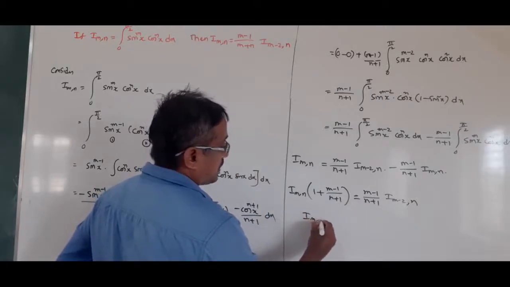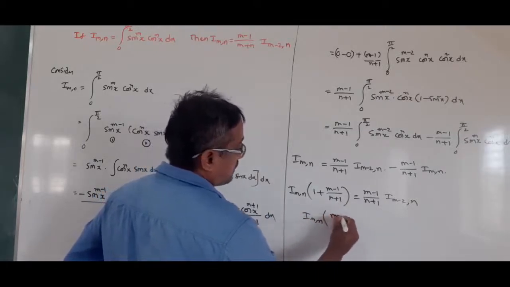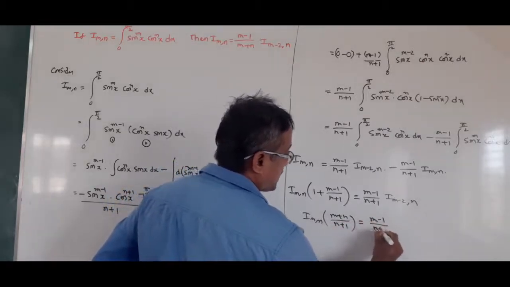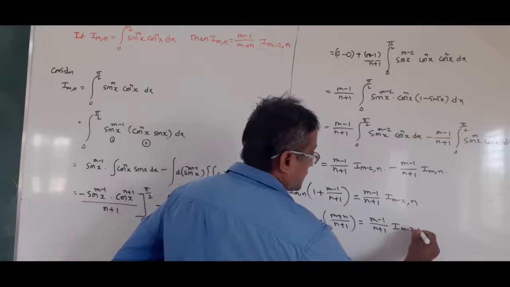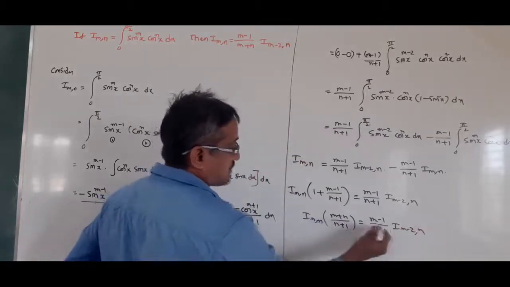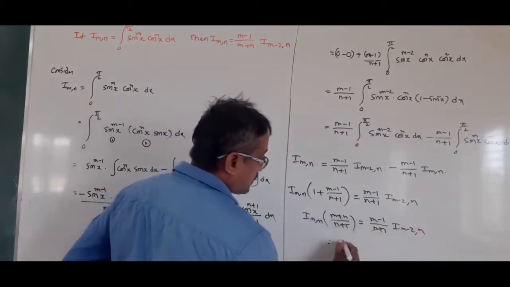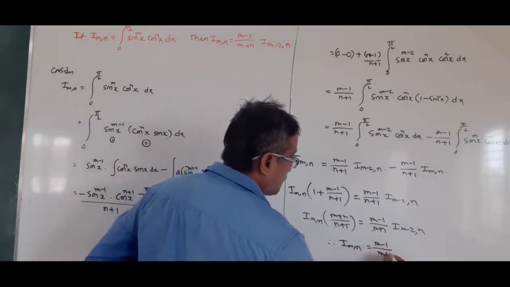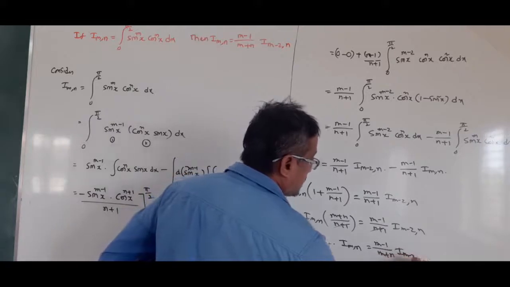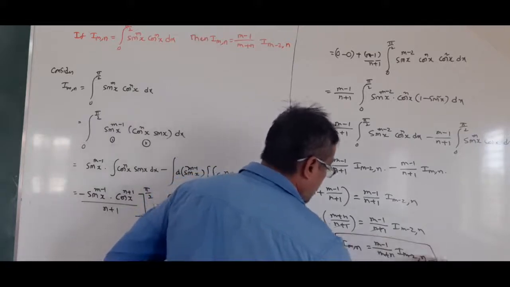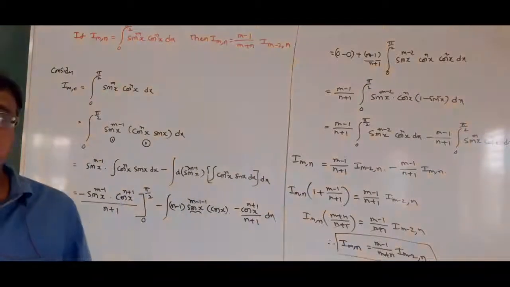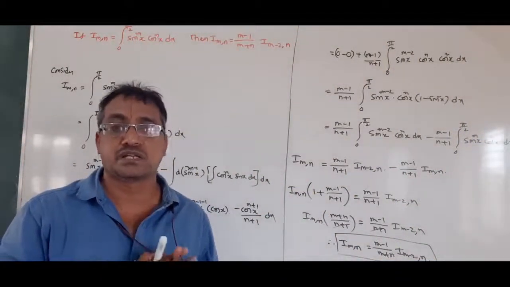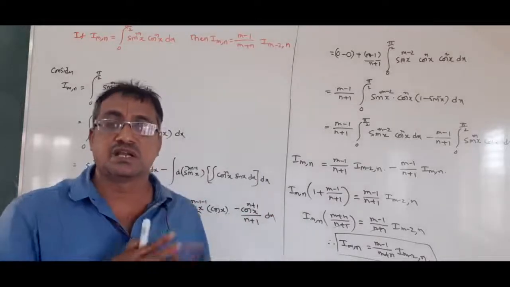So I m comma n into m plus n by n plus 1 is equal to m minus 1 by n plus 1 I m minus 2 comma n. N plus 1 will be cancelled. Therefore I m comma n is equal to m minus 1 by m plus n I m minus 2 comma n. This is the reduction formula for integral sin power m x into cos power n x dx. Now let us continue this reduction.